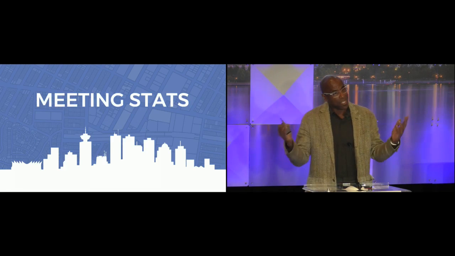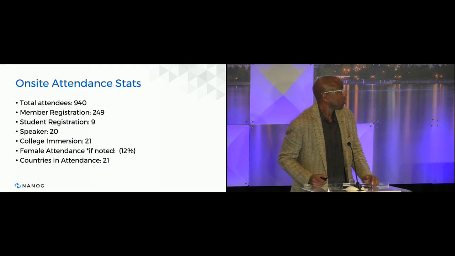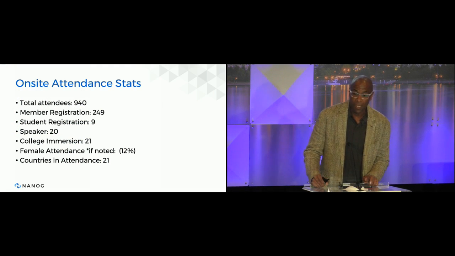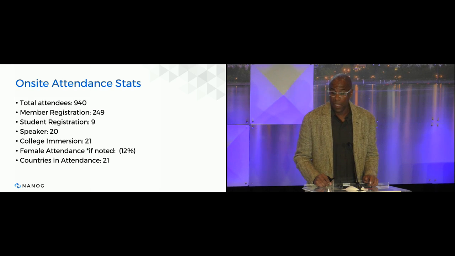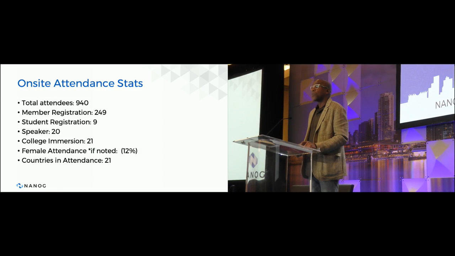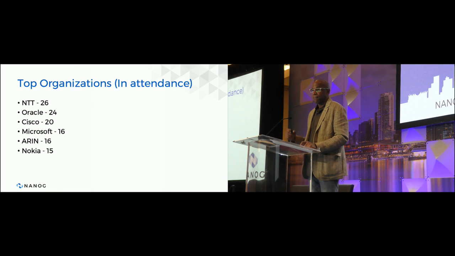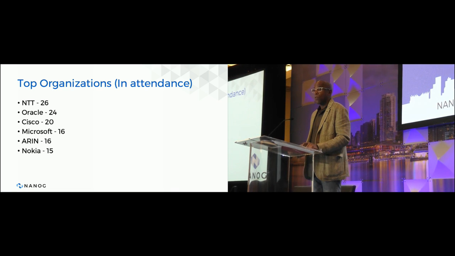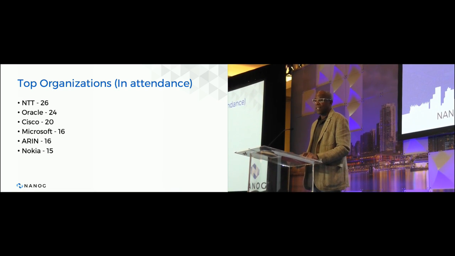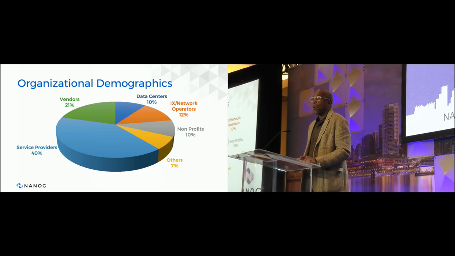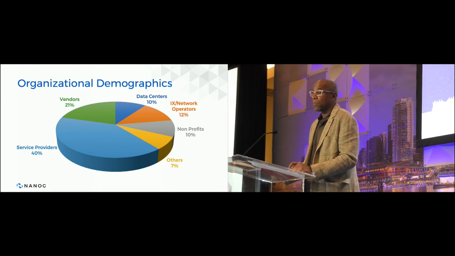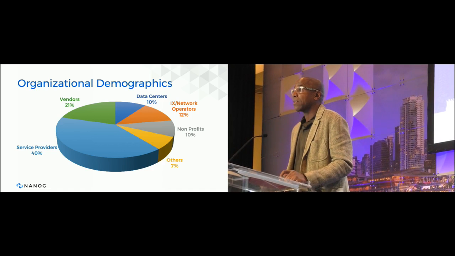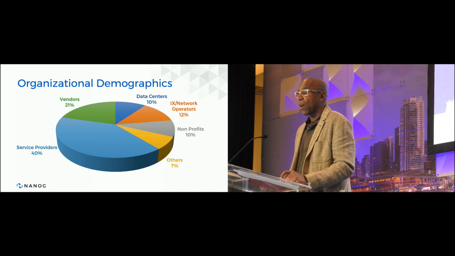Now I'll get into the customary meeting stats. We had 940 attendees at the meeting. Member registration was 249, students 9, speakers 20, college immersion 21, female attendance 12%, and countries in attendance 21. Our top organizations: NTT, Oracle, Cisco, Microsoft, ARIN, and Nokia. Organizational demographics: service providers made up 40%, vendors 21%, data centers 10%, IX network operators 12%, nonprofits 10%, and others make up 7%.